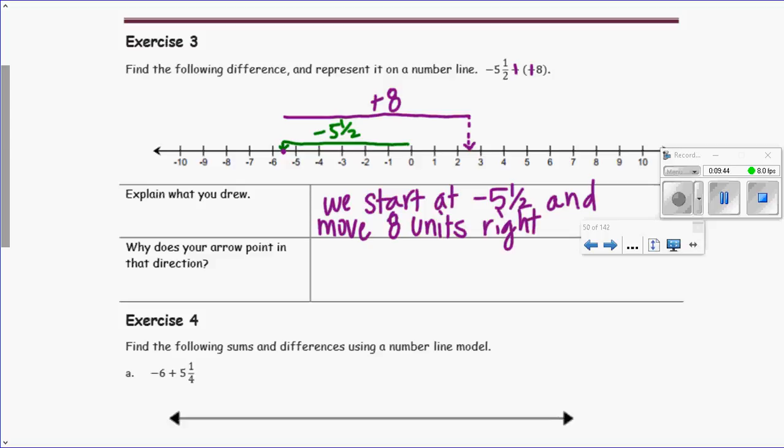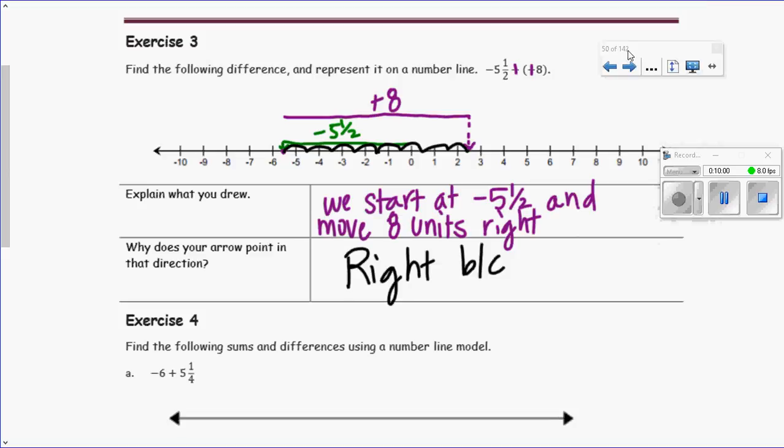Again, you could do it with the little bumps like 1, 2, 3, 4, 5, 6, 7, 8. Okay, and right, because minus minus changes to plus plus.